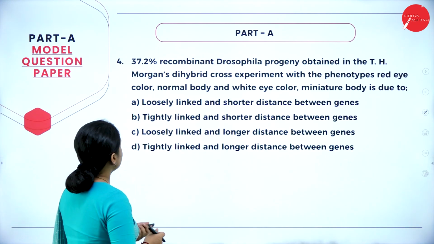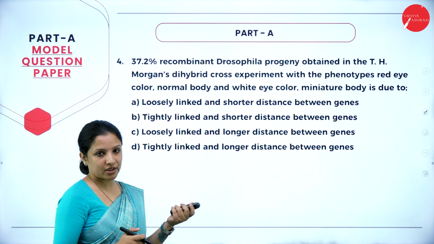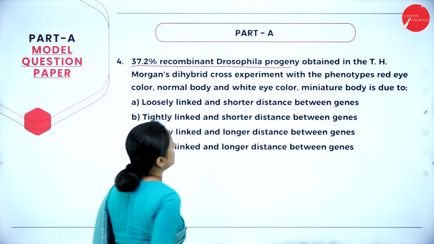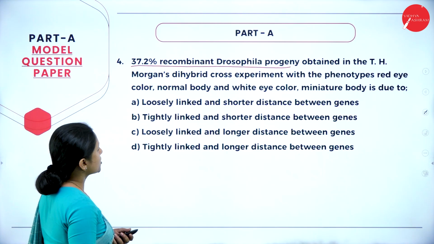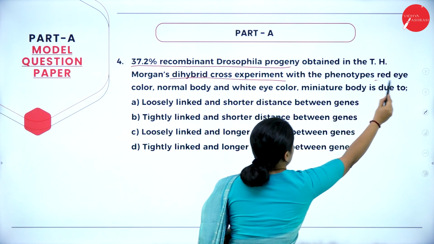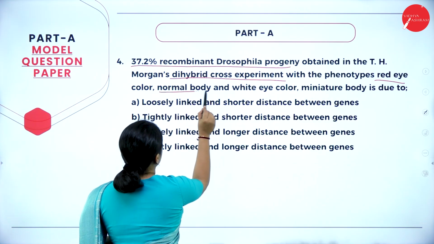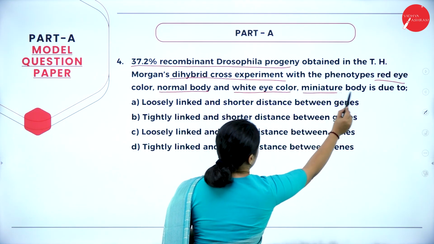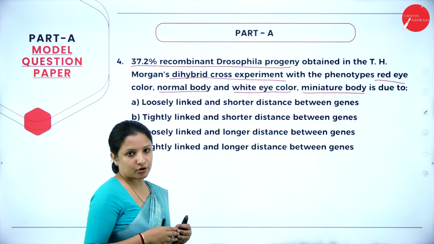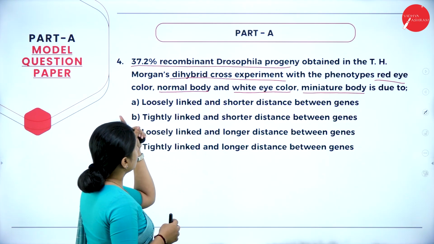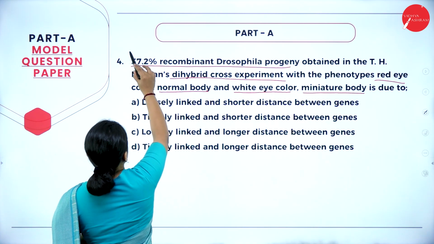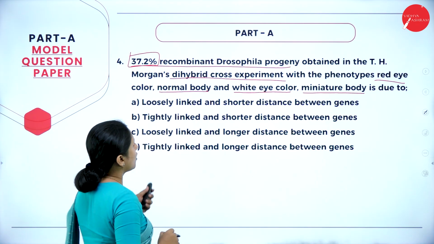Here they have given an experiment related to T.H. Morgan, wherein 37.2% recombinant Drosophila progeny obtained in T.H. Morgan's dihybrid cross experiment with the phenotypes red eye, normal body, white eye and miniature body is due to what? What is the reason for the Drosophila to have red eye, normal body, white eye and miniature body? They have given the number here, 37.2%. So what is the answer?